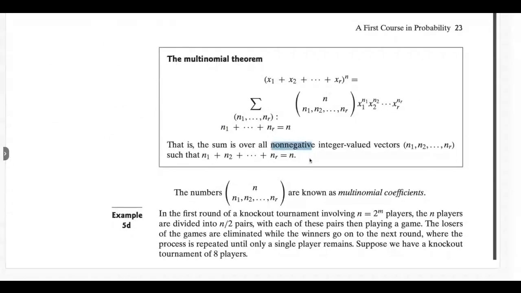It's similar to the binomial, right? Binomial allows the exponent to be zero too. Start from the first term raised to the highest power n, but the second term is raised to zero. Similarly, non-negative means zero plus positive numbers, so each ni can be zero. We have to consider each ni to be zero. So practice on this. Choose questions, practice on this multinomial theorem.